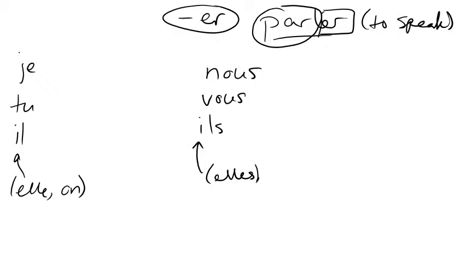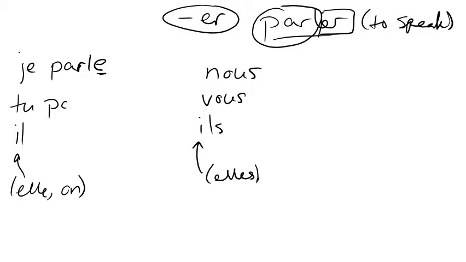First thing that we need to write for je is the root. In this case, it's P-A-R-L. Now, after this, we need to add an ending to tell people that's je parle and make it all make sense. After all, subject-verb agreement is just as important in French as it is in English. With je, the ending is E. So we just add an E: parl and then E. So, je parle.